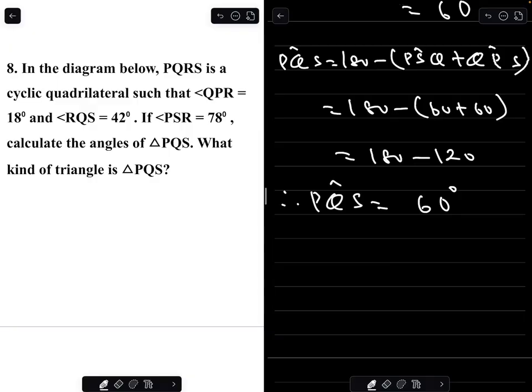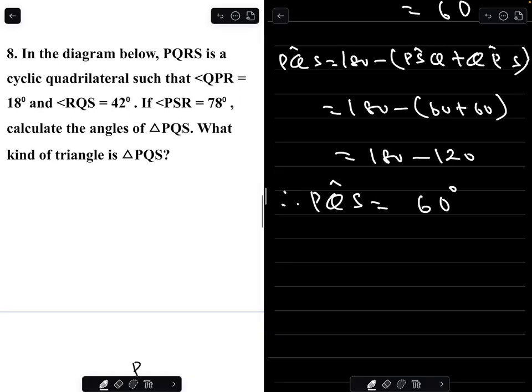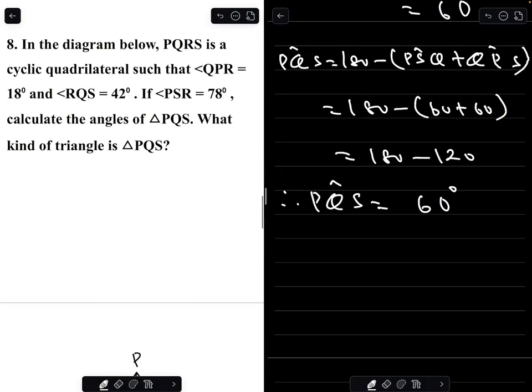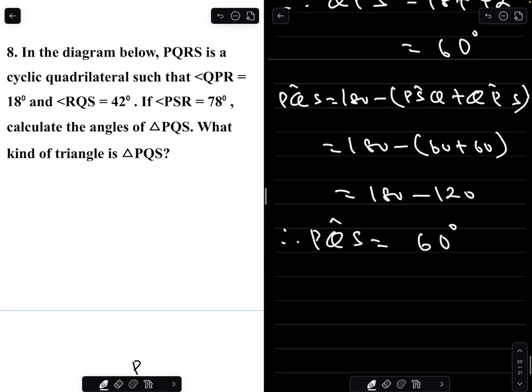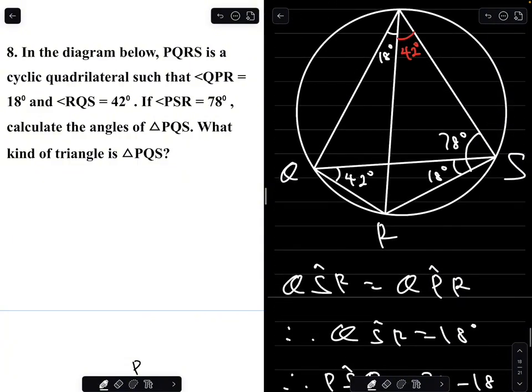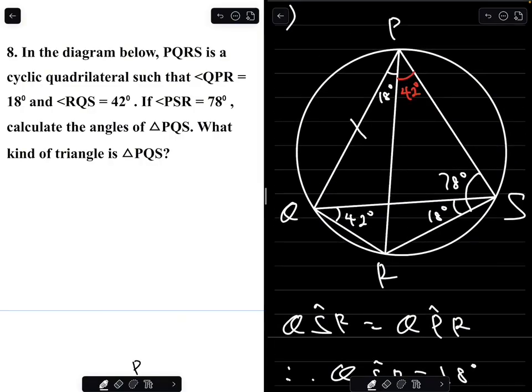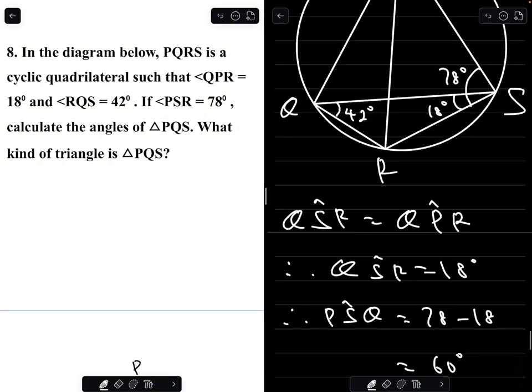So we have found all of the angles of triangle PQS, and now the next question says, what kind of triangle is triangle PQS? Triangle PQS is therefore an equilateral triangle because each of its angles is 60 degrees. That means all of its sides are also equal. Side length PQ will be equal to length PS, which will also be equal to length QS.